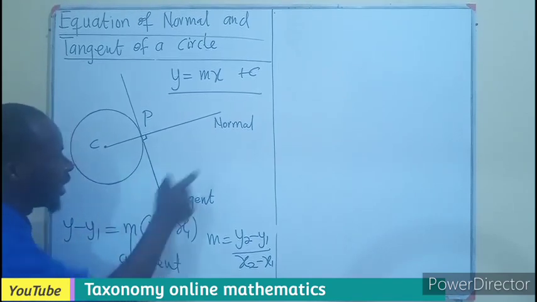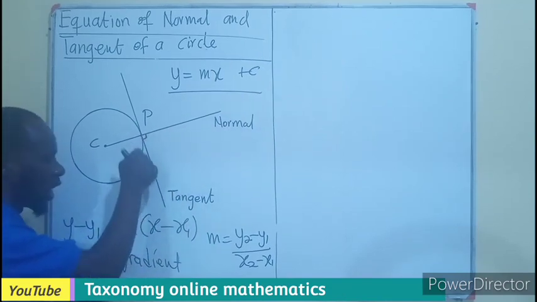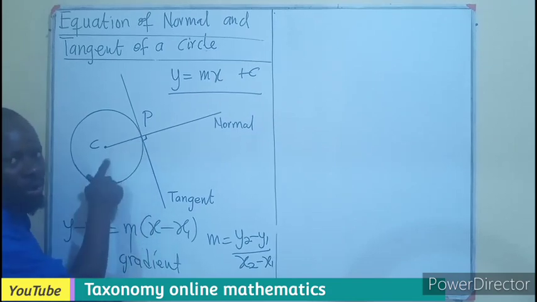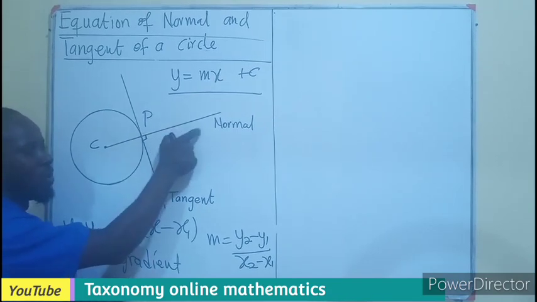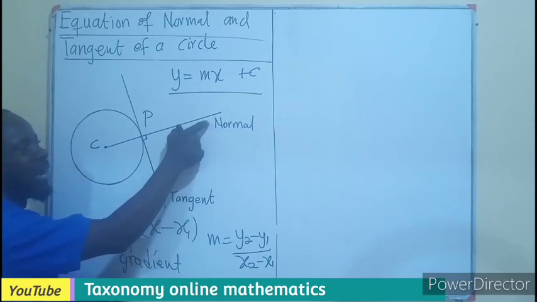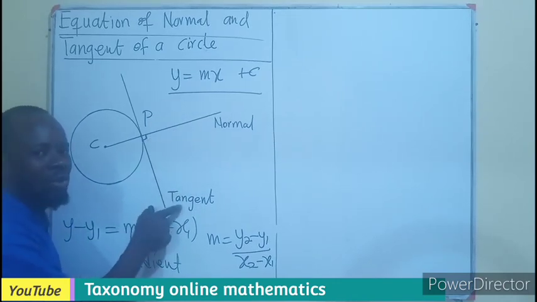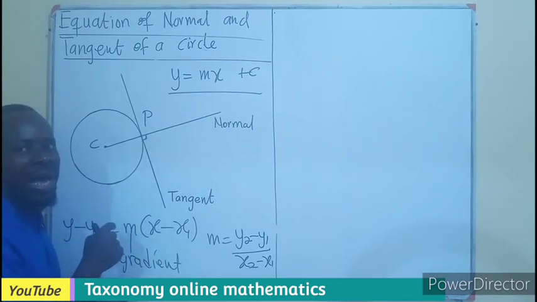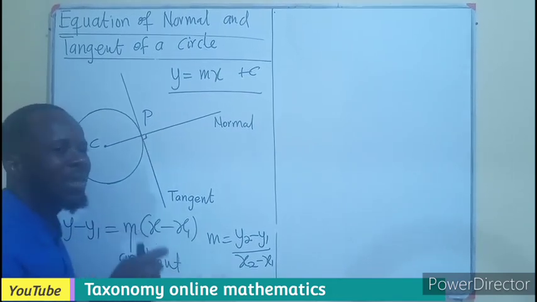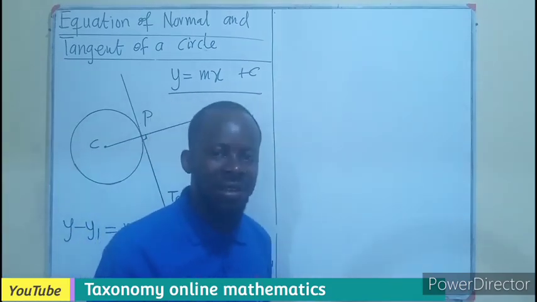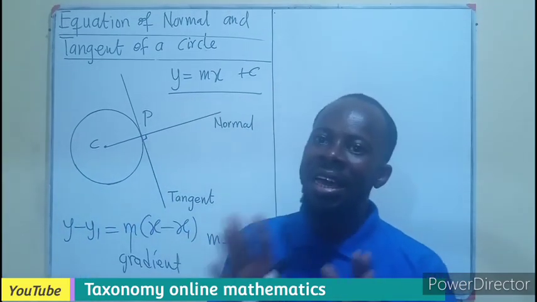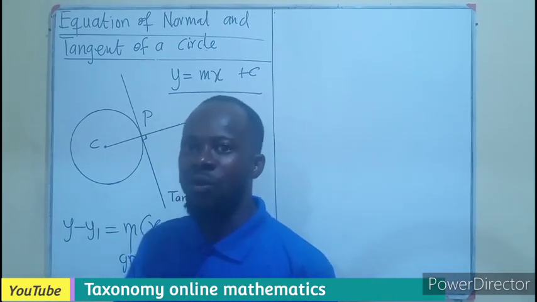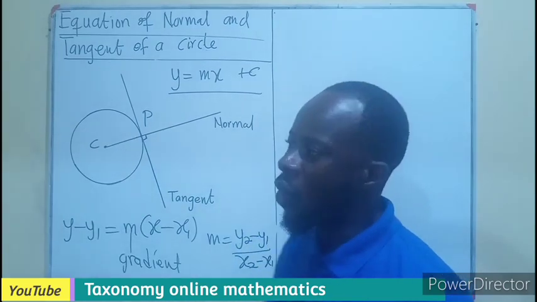The second point is that the normal is always perpendicular to the tangent. Since we know a tangent is perpendicular to the radius, if the radius and the normal are the same, then it means the normal is also perpendicular to the tangent, meaning at the point at which they meet, they always form a right angle. And the property of perpendicular lines is that the product of their gradients must give us negative one, or the gradient of one is the negative reciprocal of the other.